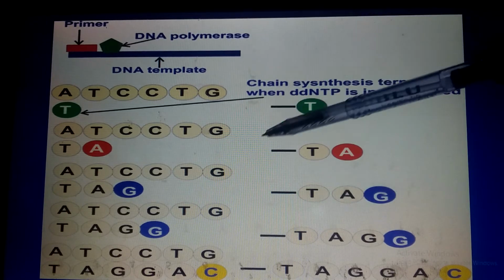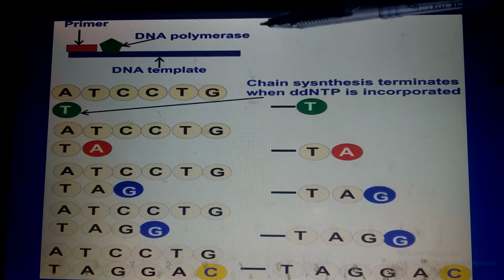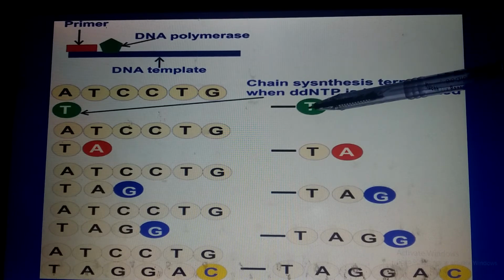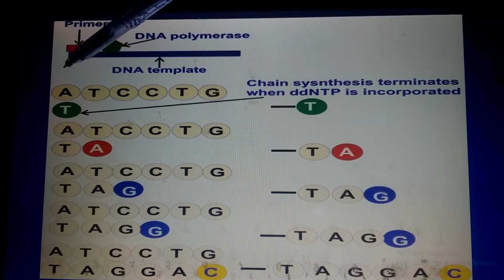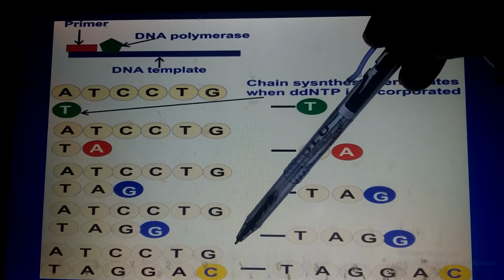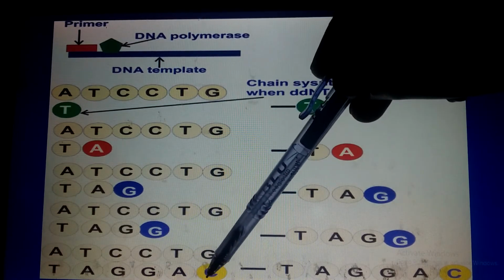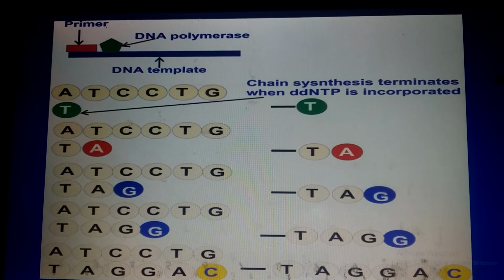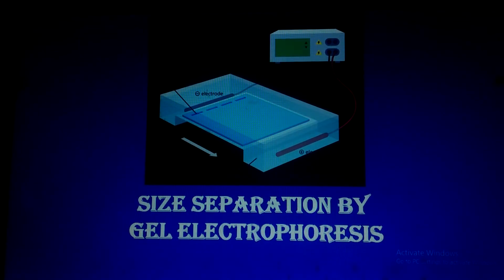You can select your own sequence in order to understand the concept of the Sanger method. I'm just supposing that this is the unknown sequence, and in all four reaction mixtures in the chain termination PCR, these fragments will be produced. Is it clear? Now, what will happen? When the reaction is complete, all four tubes will be loaded on the gel. Now, I'm going to discuss the size separation by gel electrophoresis.